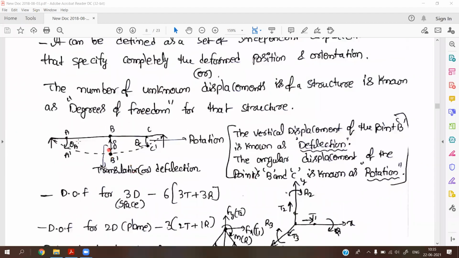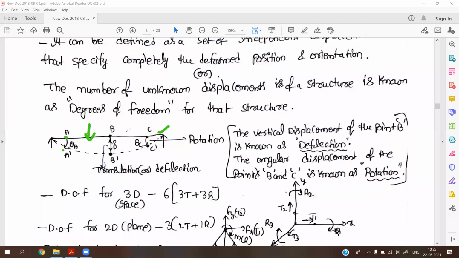One more important point: suppose we take three points A, B, C on the beam before any application of the load. After application of the load on this beam, the points A, B, C change from A to A dash, B to B dash, and C to C dash. Before the load, the points are present in this place; after the load, they move like this.